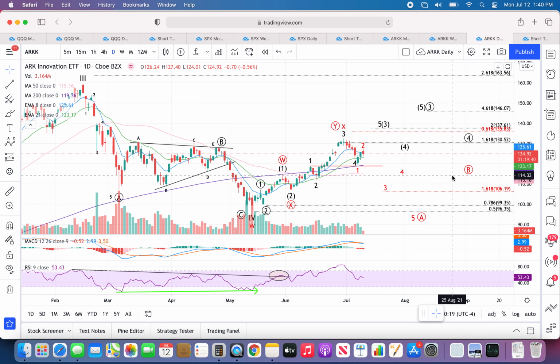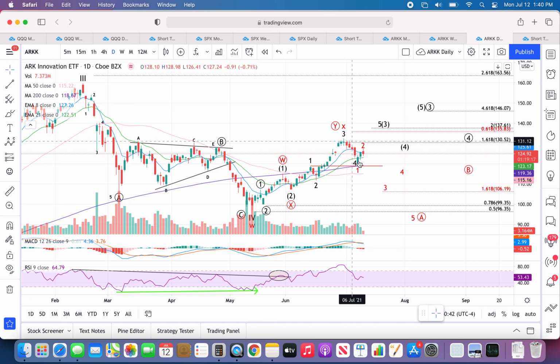Into the short term, let me just point out to you that the move from the low in May does look like 7 waves. 1, 2, 3, 4, 5, 6, 7. And a 7-wave move is not impulsive. So that's why it's possible that this could just be an X wave.